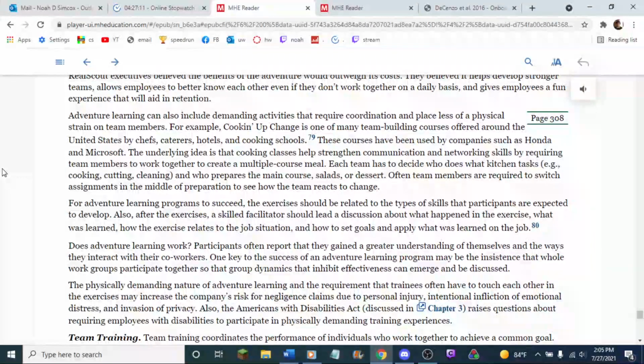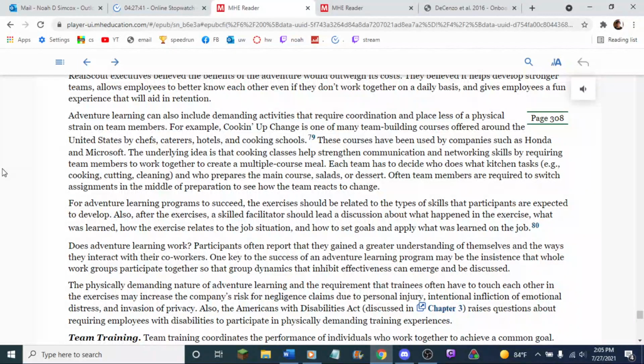Adventure learning can also include demanding activities that require coordination and place less of a physical strain on team members. For example, cooking up change is one of many team building courses offered around the United States by chefs, caterers, hotels, and cooking schools. These courses have been used by companies such as Honda and Microsoft. The underlying idea is that cooking classes help strengthen communication and networking skills by requiring team members to work together to create a multiple course meal.